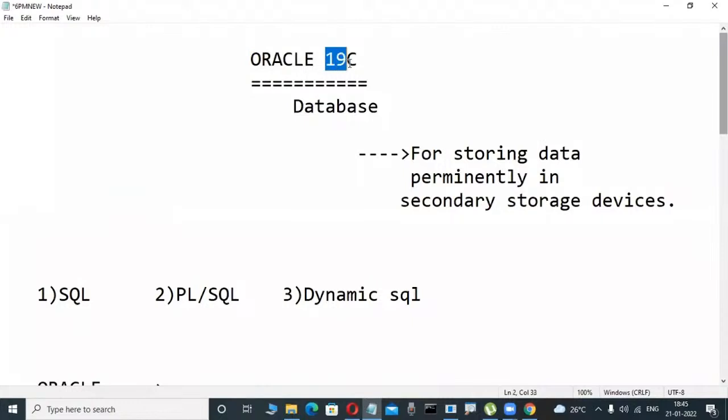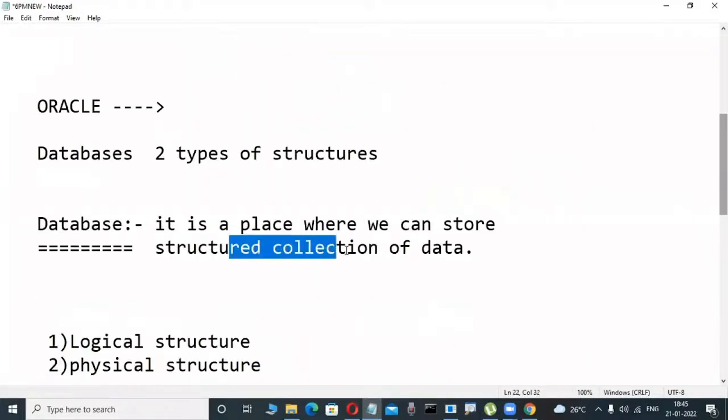Now, Oracle is a product from Oracle Corporation. In our course we are learning the 19c version only. This is a database product. If anybody asks what a database is, as developers we say it is a place where we can store a structured collection of data. That is the logical side we are telling.